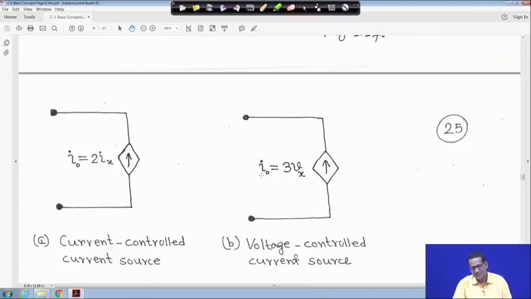Similarly, when I0 is 3 Vx, it is a voltage control current source, because this I0 is a function of the voltage Vx. And this Vx may be the voltage across some branch x. I have taken 3 here, it may be 1, 2, 3, 4, it does not matter. This is also called the gain parameter. So I0 is equal to 3 Vx, and this is a voltage control current source.